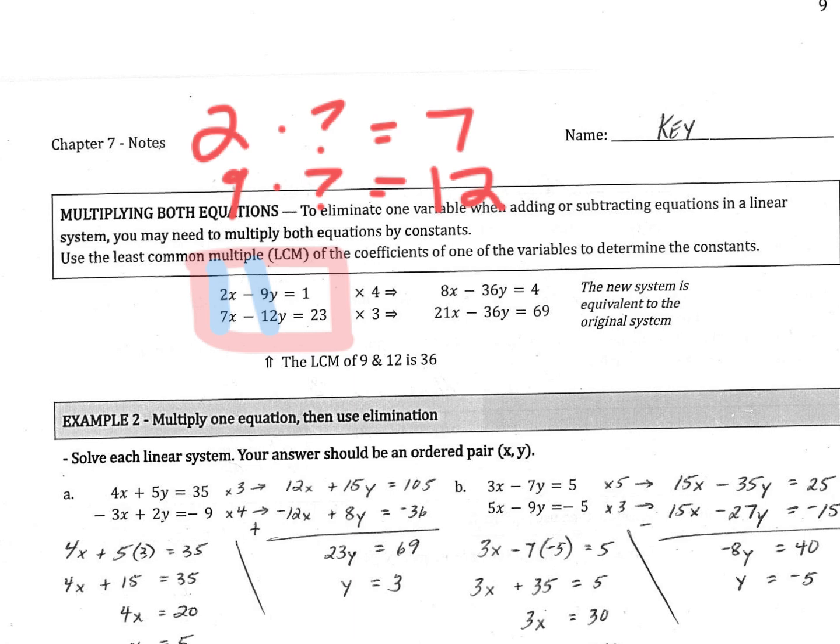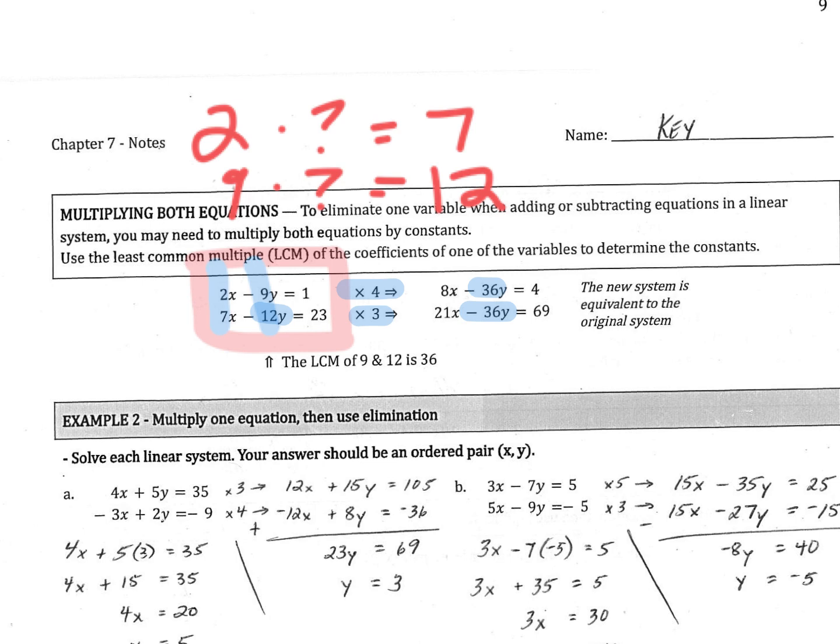So instead, we're going to multiply both equations. In this example, they chose to multiply by 4 and 3. And here's why. If they did 9 times 4, they got 36. If they did 12 times 3, they also got 36. So in that example, they were able to get 36 for the y's.